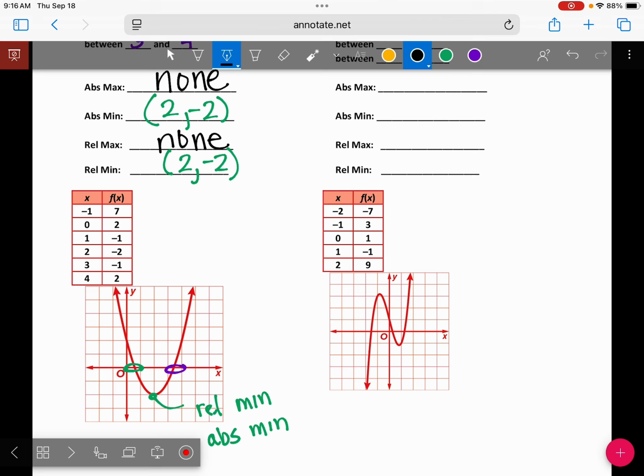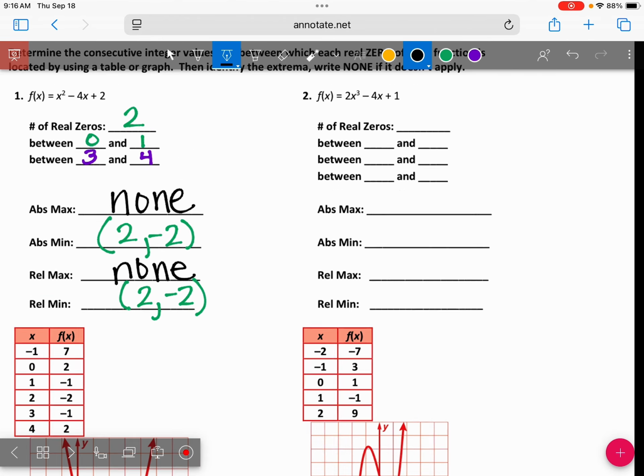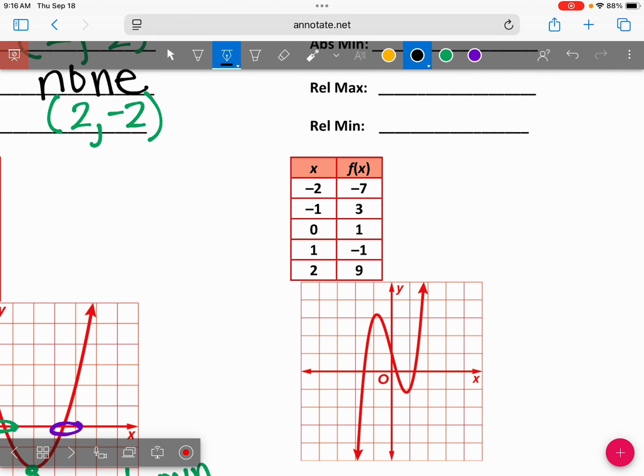All right, second graph. Show me with your fingers, how many times does it go through x? 3? Good job. So there's 3 places. So this is my first place right here.